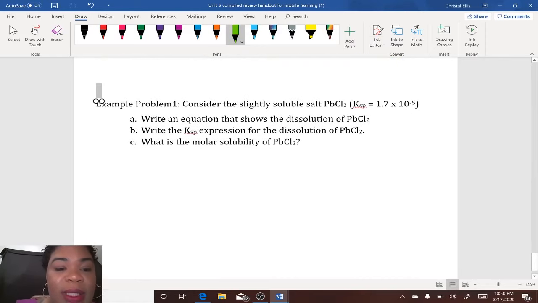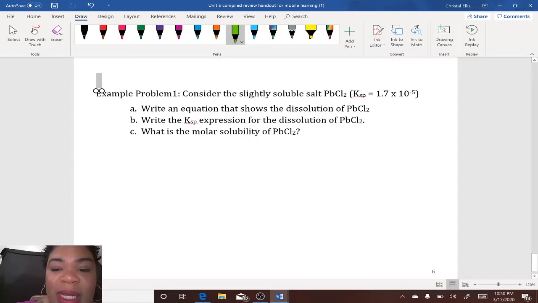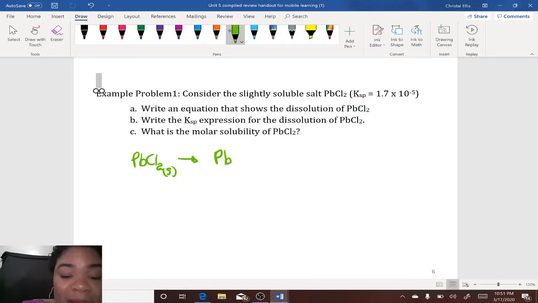And let's look at this last question. It says, consider the slightly soluble salt, PbCl2, with a Ksp value of 1.7 times 10 to the minus 5. Write an equation that shows the dissolution of PbCl2. So we need to write our equation. If PbCl2 is a salt, we know that it's a solid. Once it dissociates, it will dissociate into lead ions, Pb2+. So what I did here was I took the 2 and brought it up and made it a positive 2. So it dissociates into Pb2+.